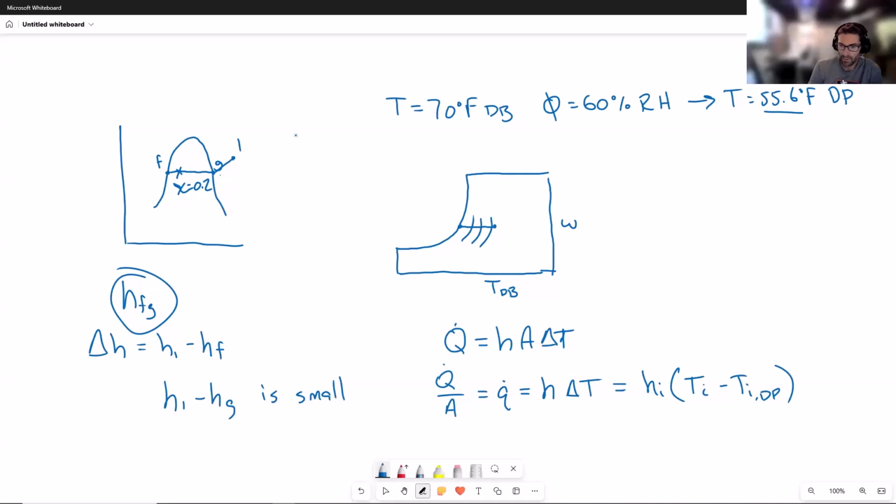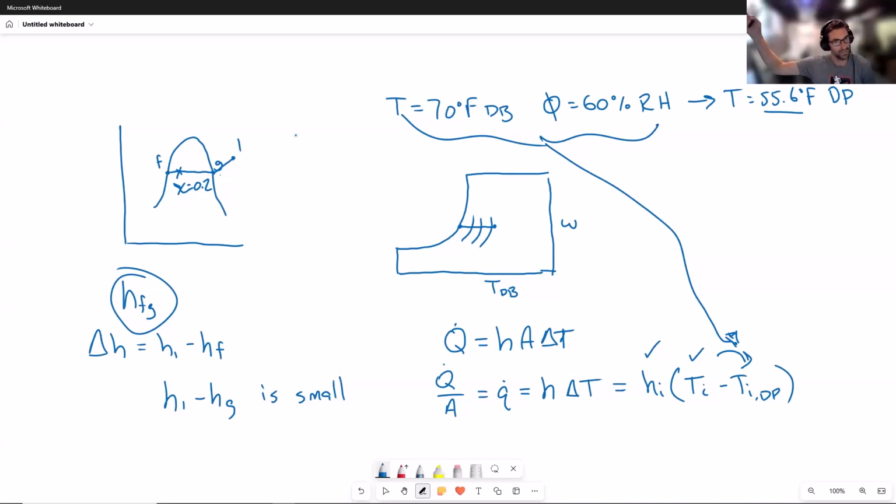The only thing that would make the heat flux larger would be if this delta T was larger, which it cannot be allowed to be, because this is known and this is the corresponding dew point temperature for this condition. So that has to go there. And that's how we define the maximum heat flux. And then the whole rest of the solution comes out of that. We go through and deal with the layers of the wall and the total resistance and the whole rest of that process.